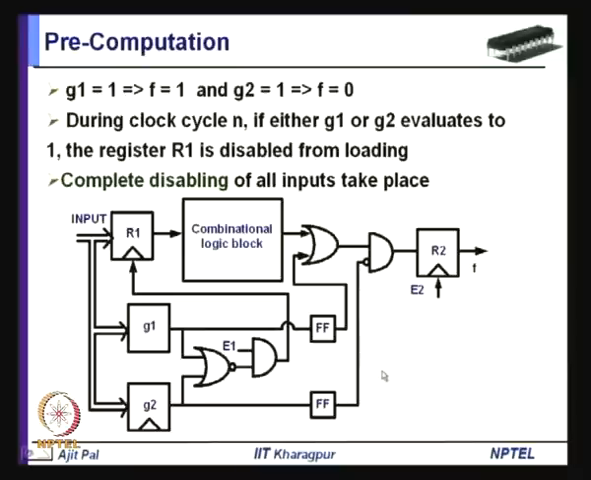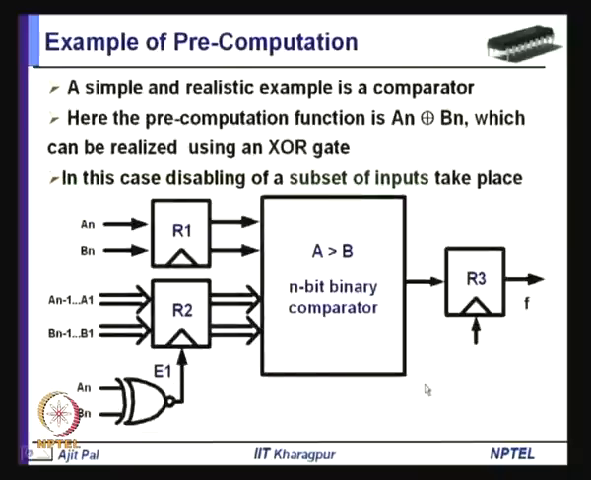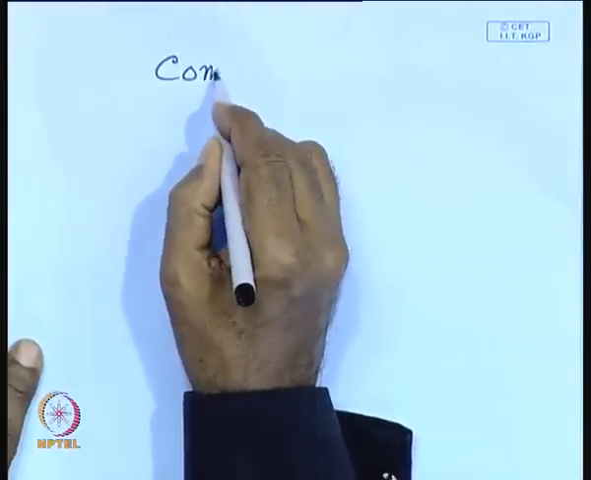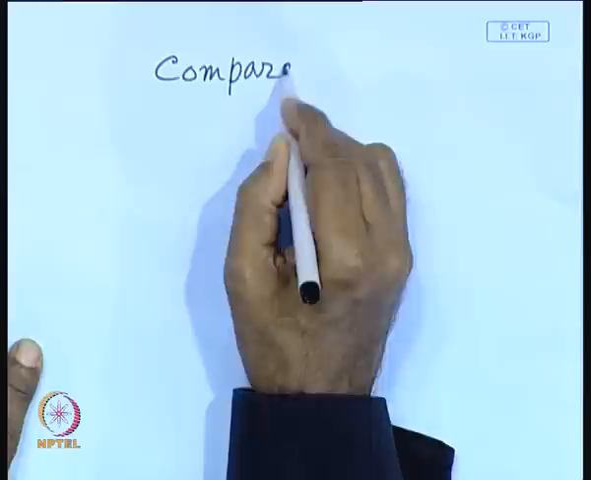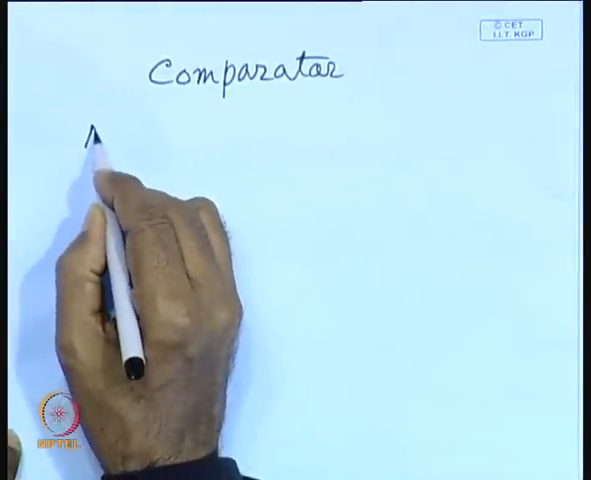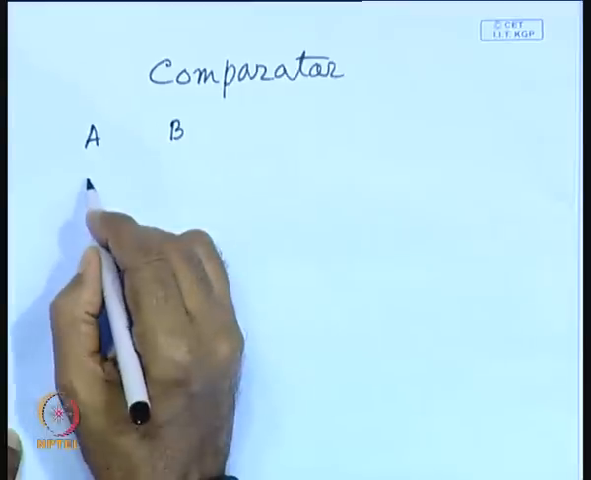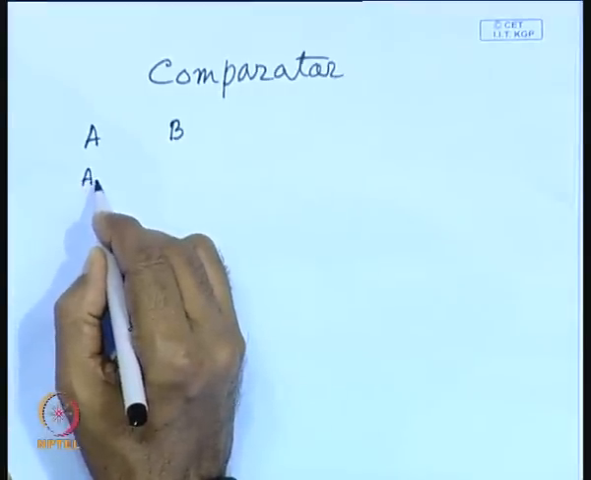Now, this particular pre-computation can be illustrated with the help of a simple example, very simple but interesting. You are familiar with the function of a comparator. You are performing comparison of two numbers a and b. Both a and b are of n bits.